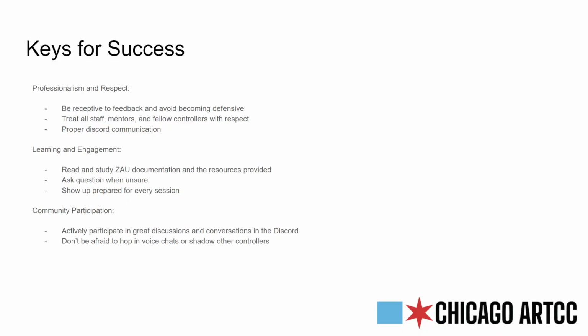Learning and engagement. Again, read and study the ZAU documentation and the resources provided. I'm not going to elaborate more on that. I think I've done that in this entire video, but please read it and study. Ask questions when you're unsure, of the training team, or if you see someone in a VC that's controlling on the network, ask. And that goes to observing on the network, observing the controllers that are on, and you can listen to them. Ask them questions like, hey, why did you say this? Why did you do this? That's what gets you better as a controller.